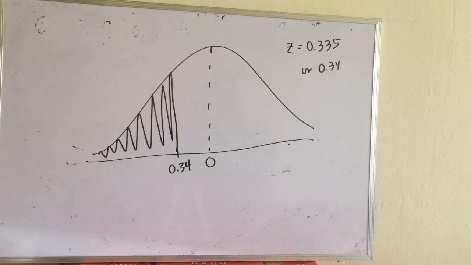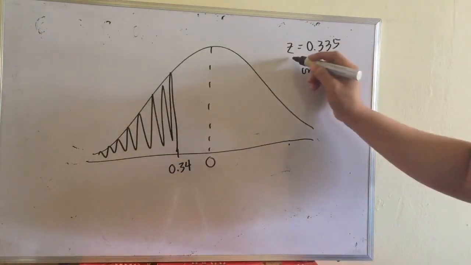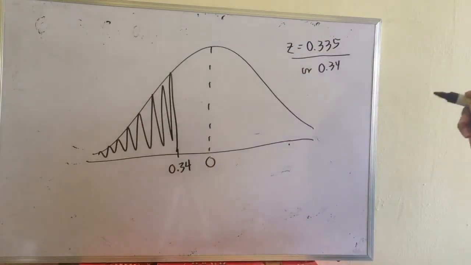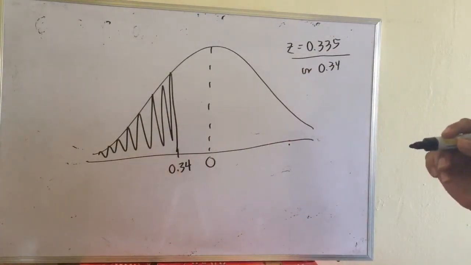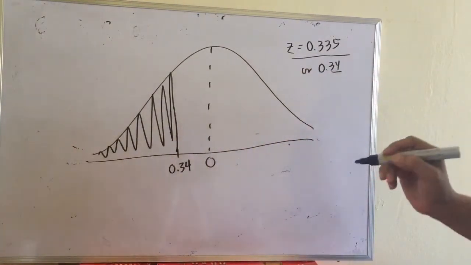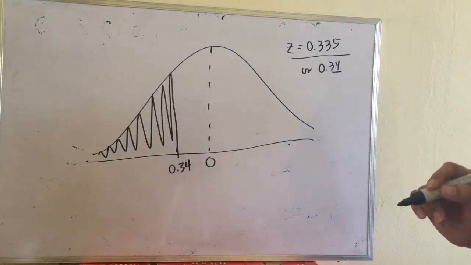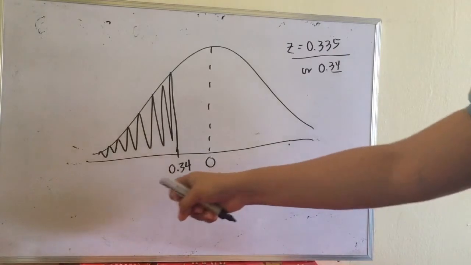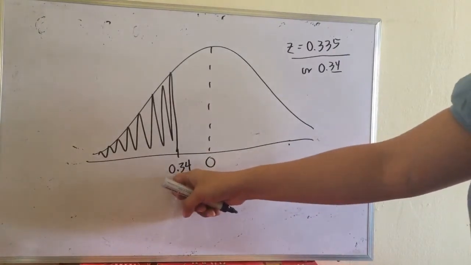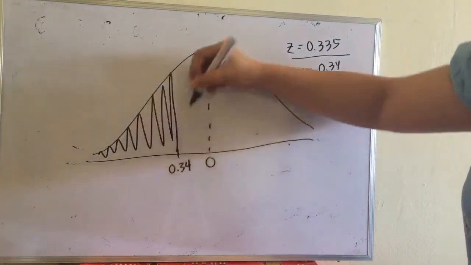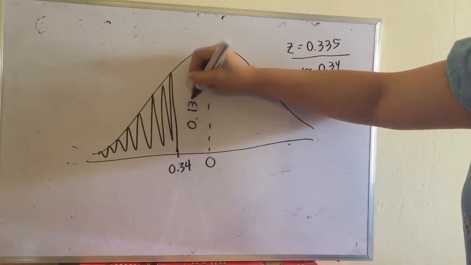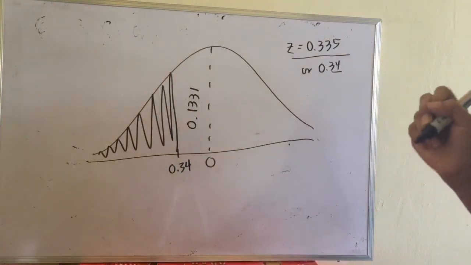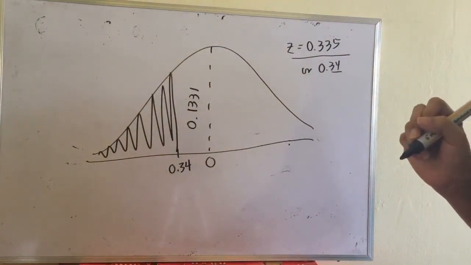Let us solve for our p-value. Our test statistic is 0.335. And since our z-table only has 2 decimal places, we could consider 0.34. So we draw our curve this way. From 0 to 0.34, the area being covered is 0.1331. Please refer to your z-table.